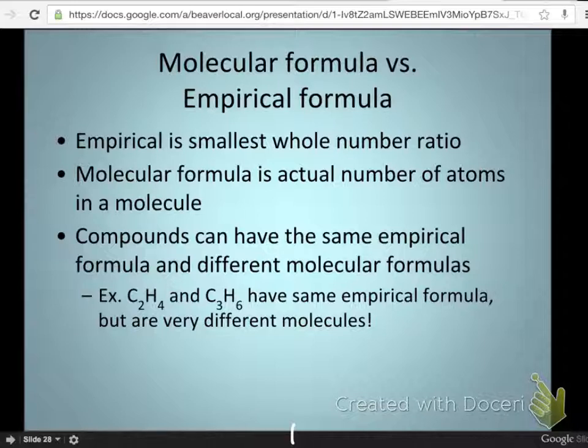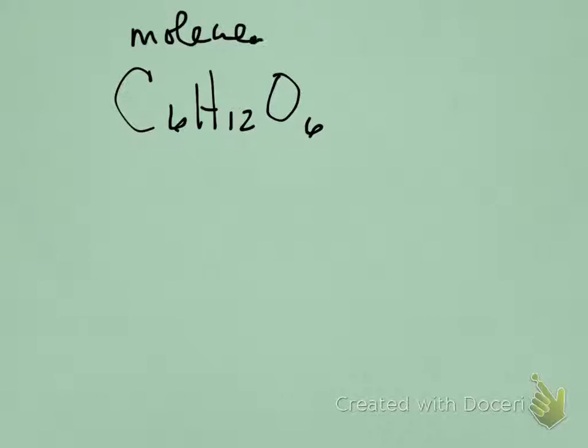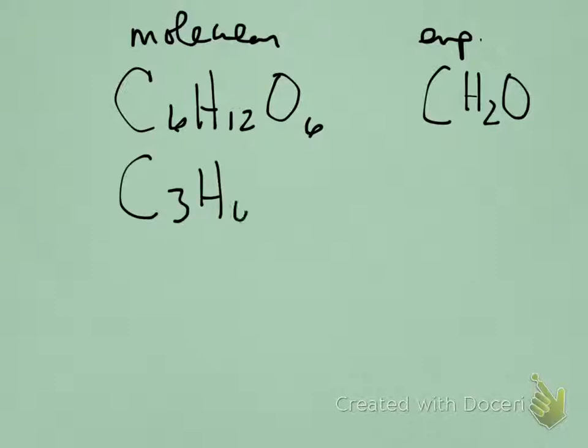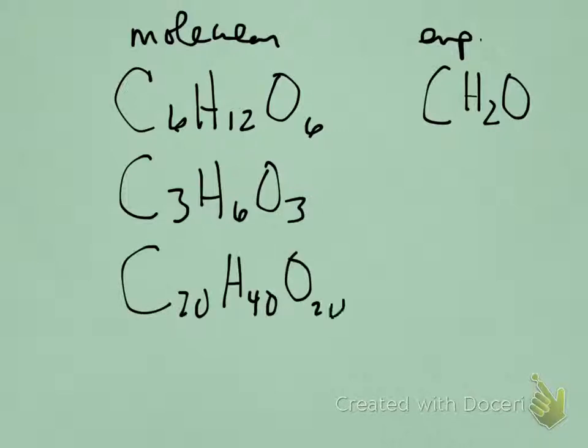And we talked about sugar, glucose, C6H12O6. And we looked at some examples where C6H12O6 is the molecular formula, but its empirical formula is CH2O. And we could have a bunch of molecular formulas that meet that same empirical formula. So C3H6O3, C20H40O20. Those all have the same empirical formula.